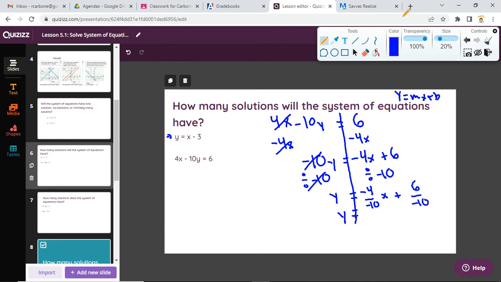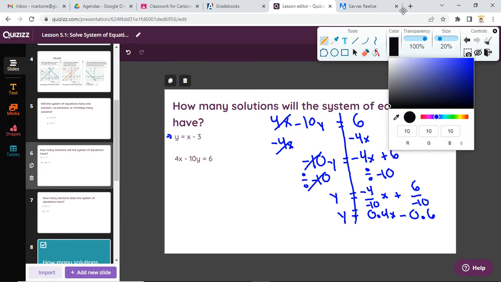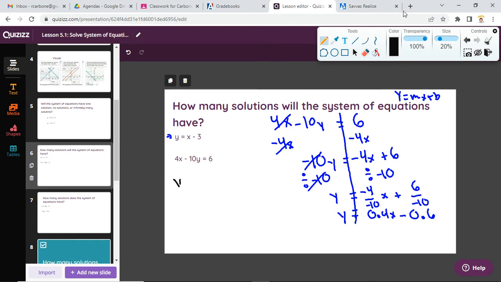Or once I actually divide these, 4 divided by 10 is 0.4. So I get 0.4x minus 0.6, or 6 divided by negative 10. Alrighty, so that is my new equation here. So let's go ahead and rewrite our system of equations. I have y is equal to x minus 3, and I have y is equal to 0.4x minus 0.6.